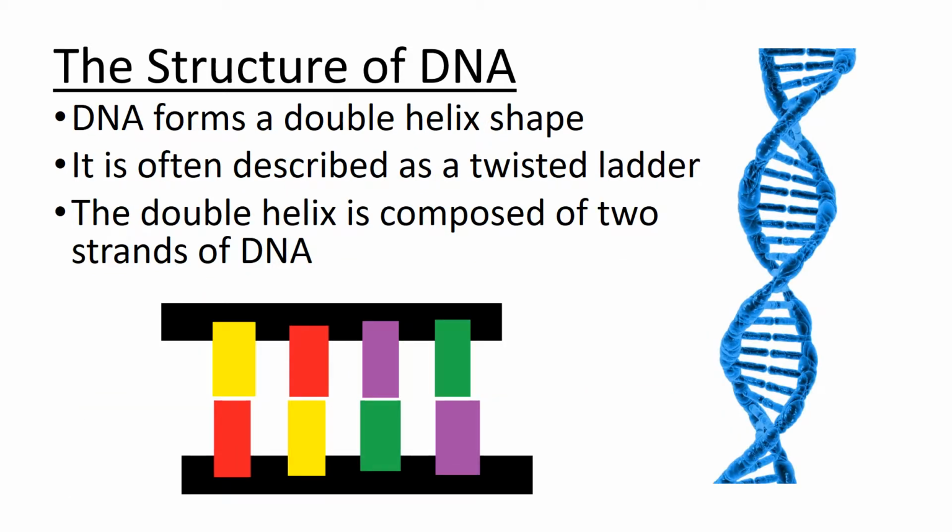But DNA isn't found in a single strand. DNA forms a double helix shape, so that's represented over here. It's often described as a twisted ladder, right? So you can kind of see how that would form a ladder and then it's been twisted. And the double helix is composed of 2 strands of DNA. And so we've untwisted the ladder down to this image here. Notice we have, here's a sugar-phosphate backbone, and here's another one down here. And here are our nitrogenous bases in the middle.